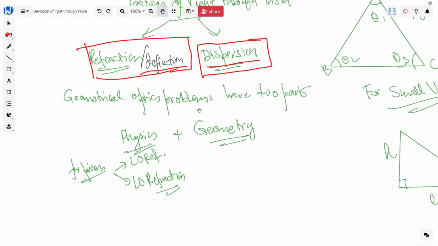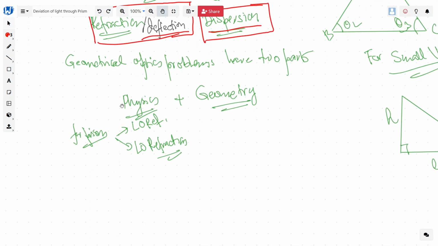Now, when you have a geometrical optics problem, basically you have two parts. First is the physics of the problem, and then you need some geometry to solve it. Physics is very simple. In case of a prism, you need to know the law of reflection and the law of refraction, which we already covered.